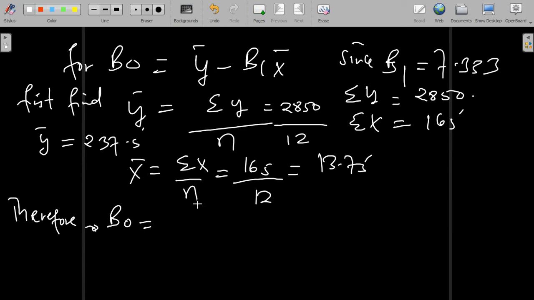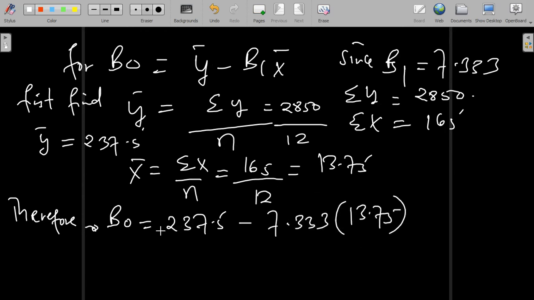Now beta naught will be equal to the sample mean of y, that is 237.5, minus 7.33 times 13.75. So the answer for beta naught, when you take 7.33 times 13.75 and subtract it from the mean, will be the following. When you multiply out, we find beta naught.